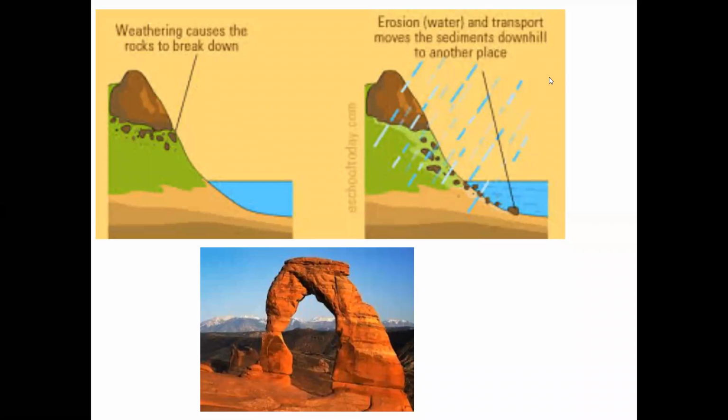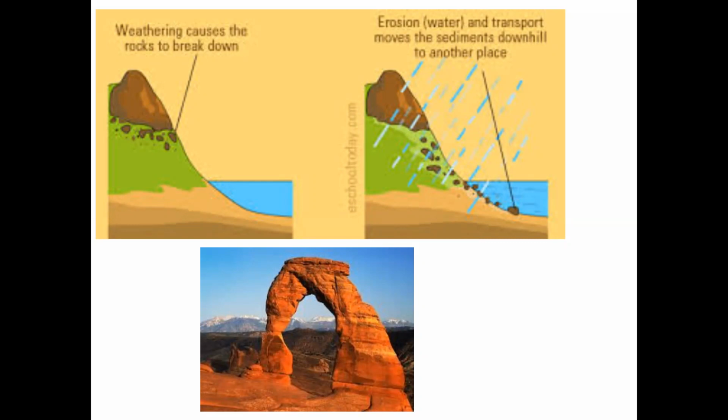So let's take a quick look at weathering and erosion. Weathering causes rocks to break down. As you can see on this hill slope, the rocks are weathering away, breaking down off of that. Erosion, using water in this case, transports and moves the sediments downhill to another place.